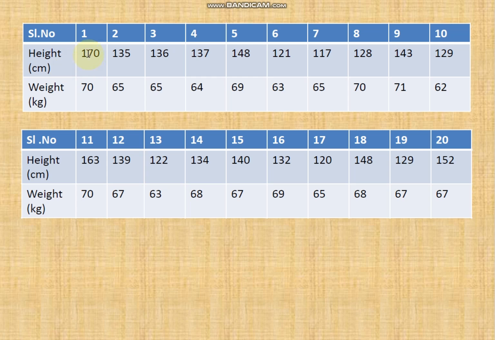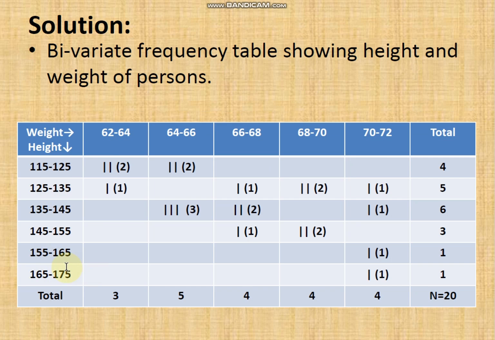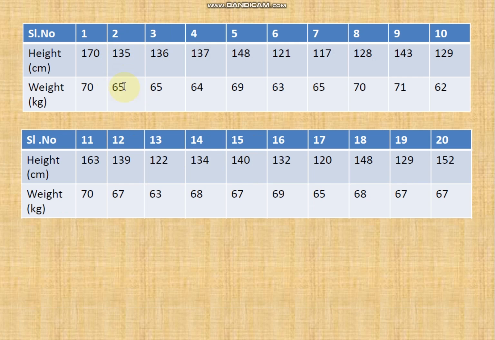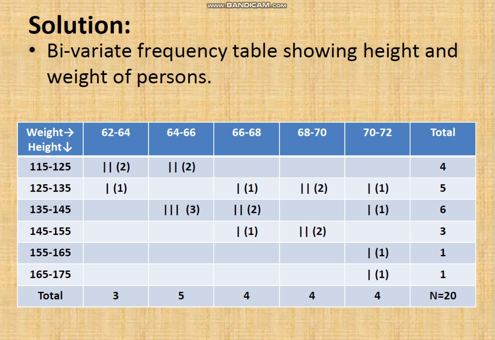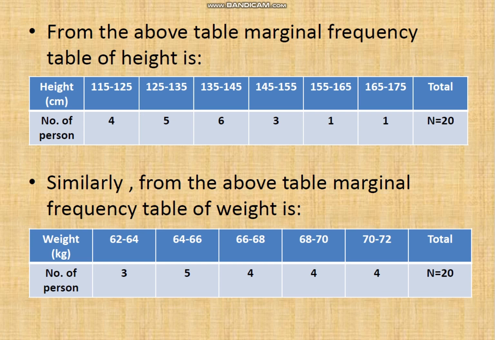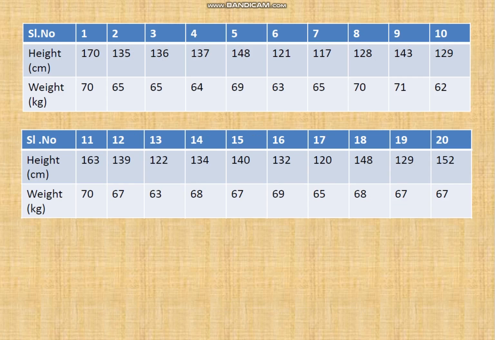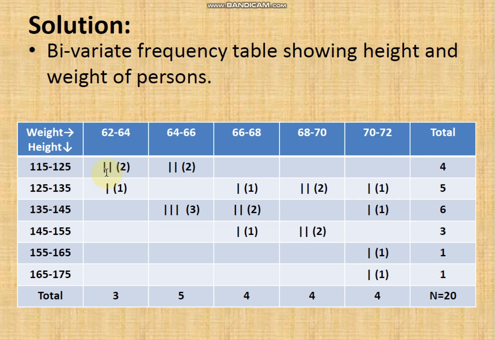The first one is height is 170 and weight is 70. So let us look at where does it belong. So height is 170 here, and the weight is 70 here. So it corresponds to this cell. So you are striking a frequency here. Similarly, let us look at the second one, 135 and 65. So let us look at the cell which corresponds to both the values. So 135 lies here and 65 lies here. So one frequency has been stricken here. One tally has been stricken.